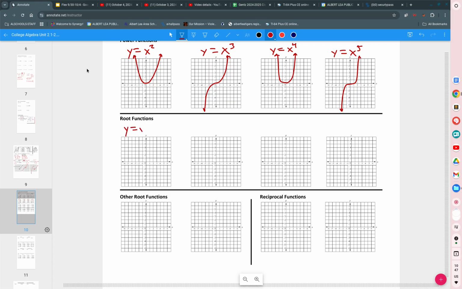We have our y equals the square root of x, and y is equal to the cube root of x. Or in other words, this is x to the 1/2 power. This is x to the 1/3 power. That's what that means. The square root function, we talked about square roots in domain, and you can only have the square root of positive numbers, which is why this graph looks like that.